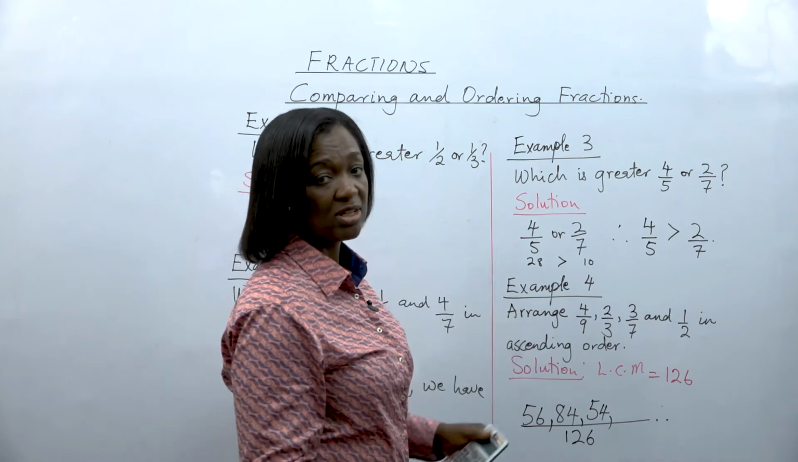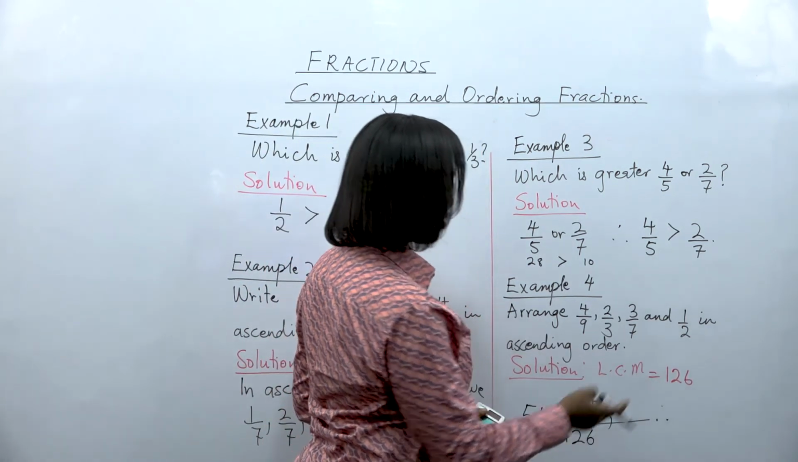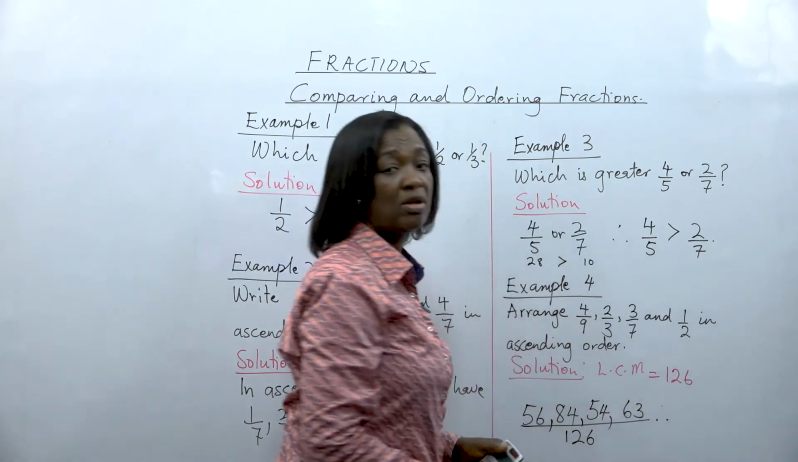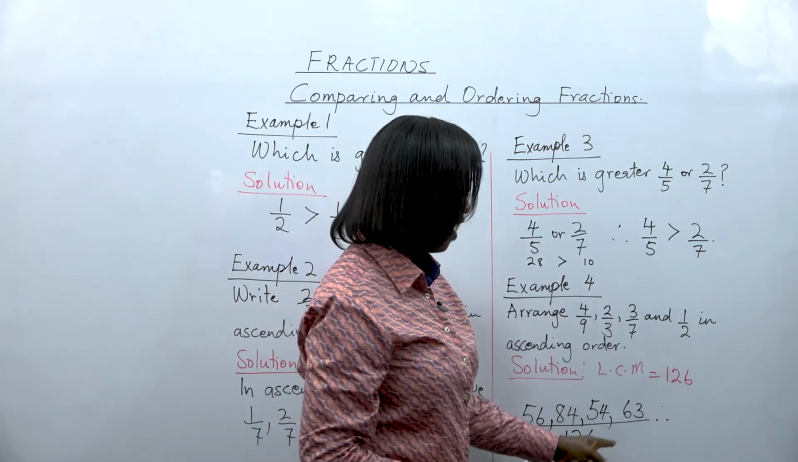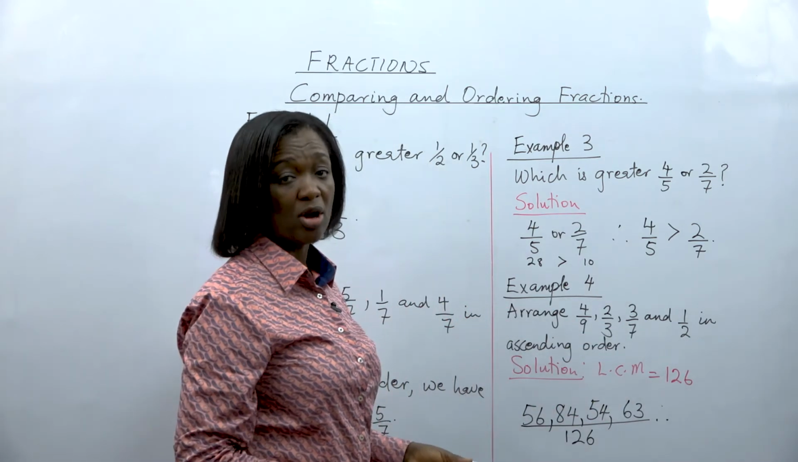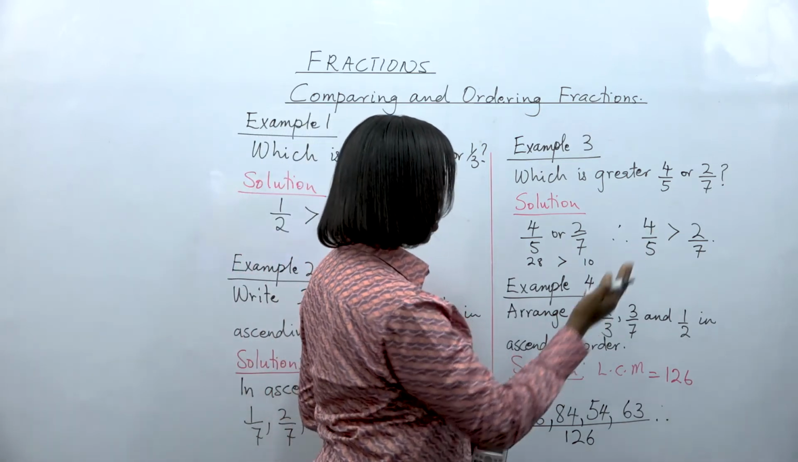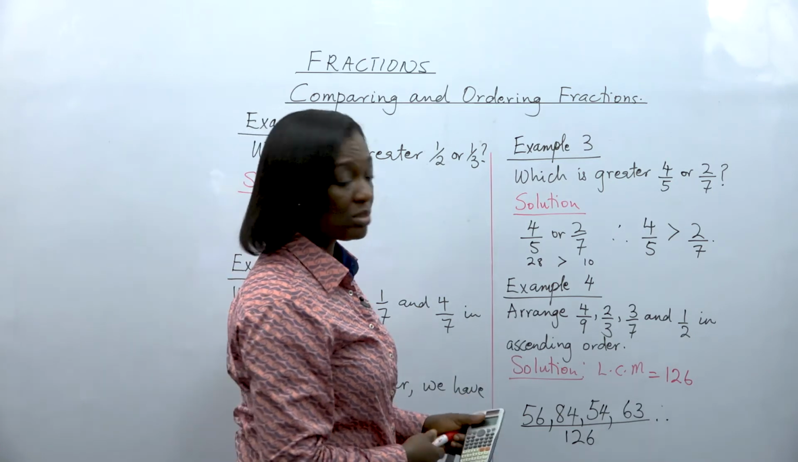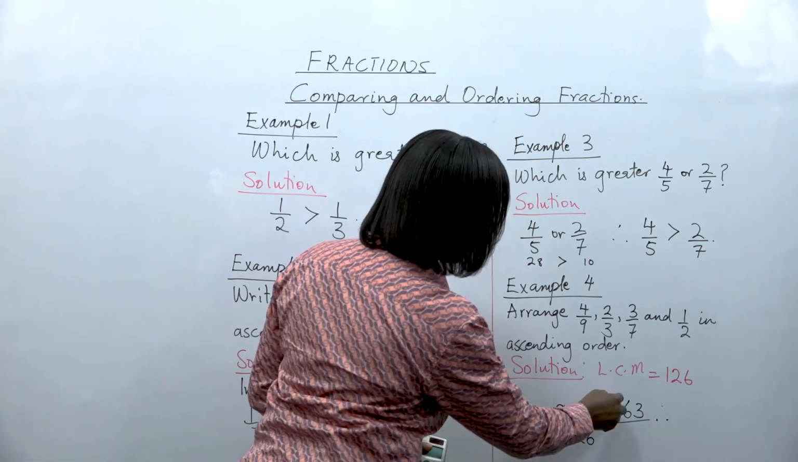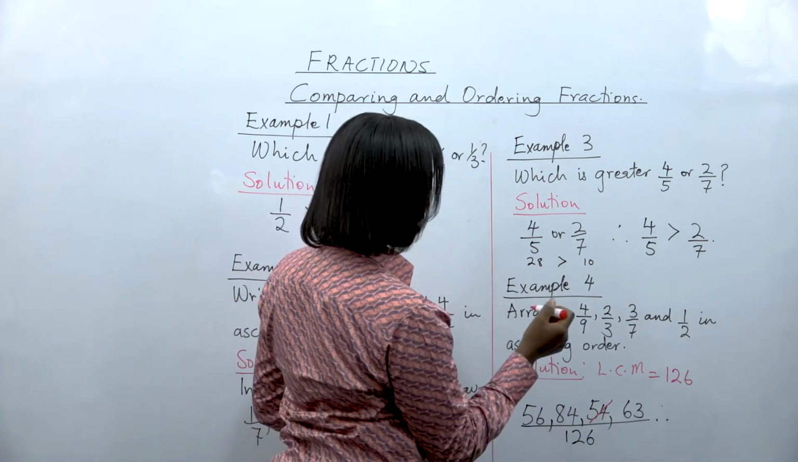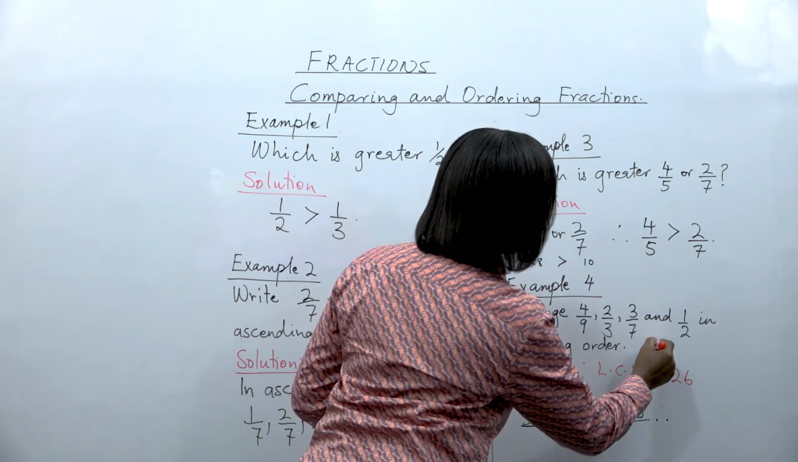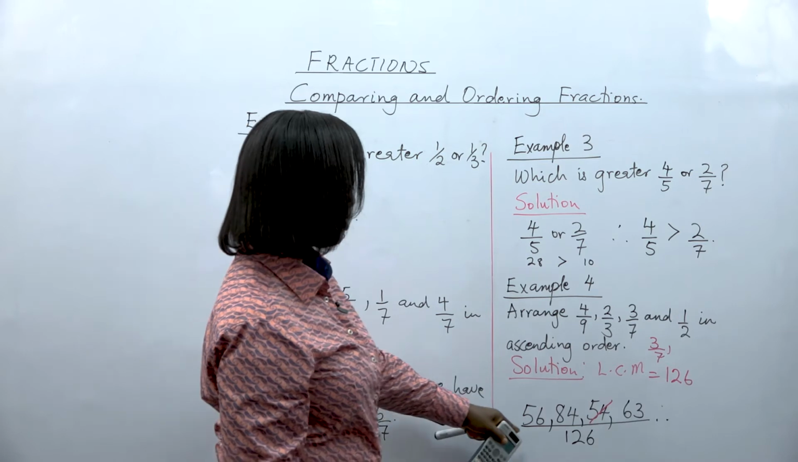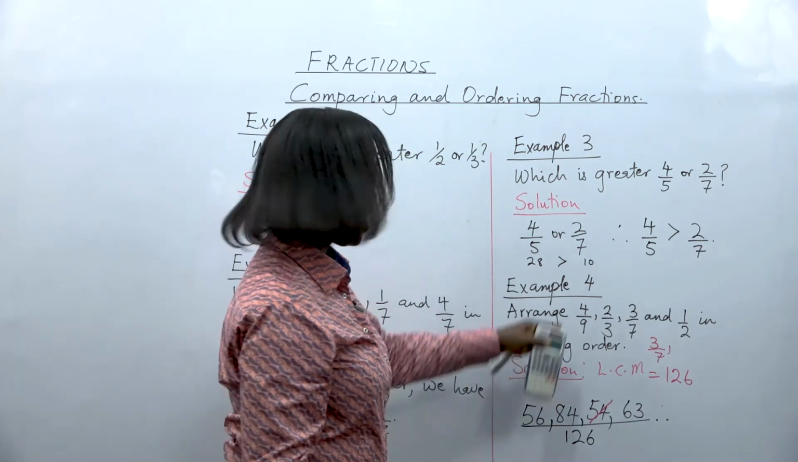And then the last fraction is half. 126 divided by 2 is 63. So now all 4 fractions have a common denominator, so we can order them. We're ordering in ascending order, so we're starting from smallest to largest. Of these fractions, the smallest is 54 over 126, and 54 over 126 is 3/7. So the order is 3/7. The next is 56 over 126, and that is 4/9.